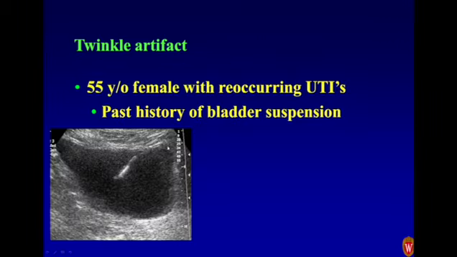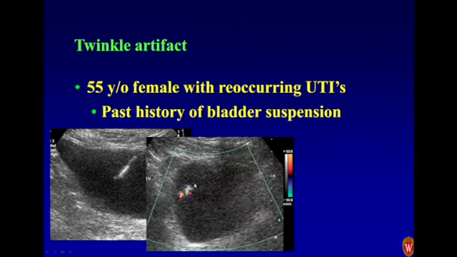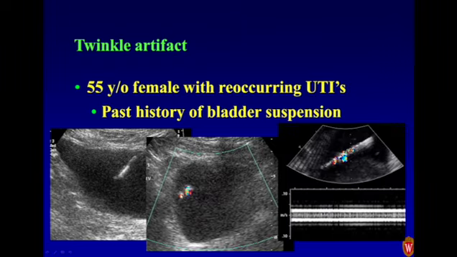All right, this woman had a bladder suspension procedure and had frequent UTIs. The technologist is doing the scan, and she sees this thing in the middle of the bladder. She turns on her color, and there's flow here. And she says, Myron, there's some unusual blood vessel in the bladder. And I looked at that, and I go, oh, man, that can't be.